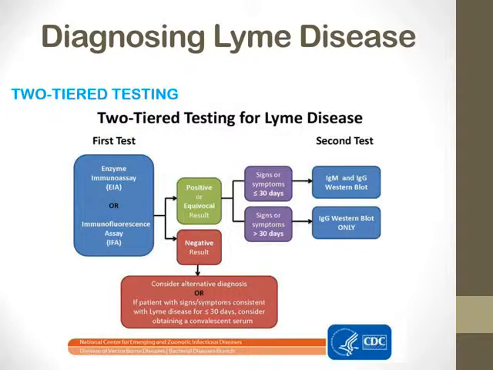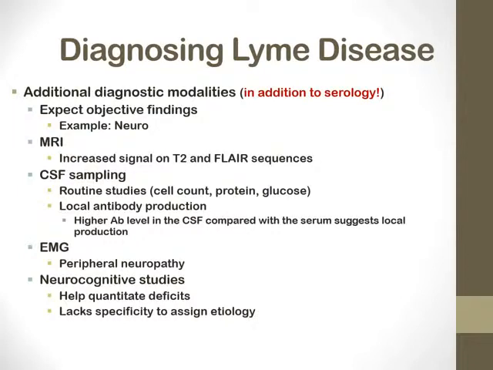Here's a CDC slide of the two-tiered testing method, and I think it's echoing what I said on the previous slide, and we'll talk about this slide again in a few days, but please note, again up there, before interpretation of the Western blot, you want to look and see how long patients' symptoms have been present, and only order a Western blot if the screening ELISA is positive.